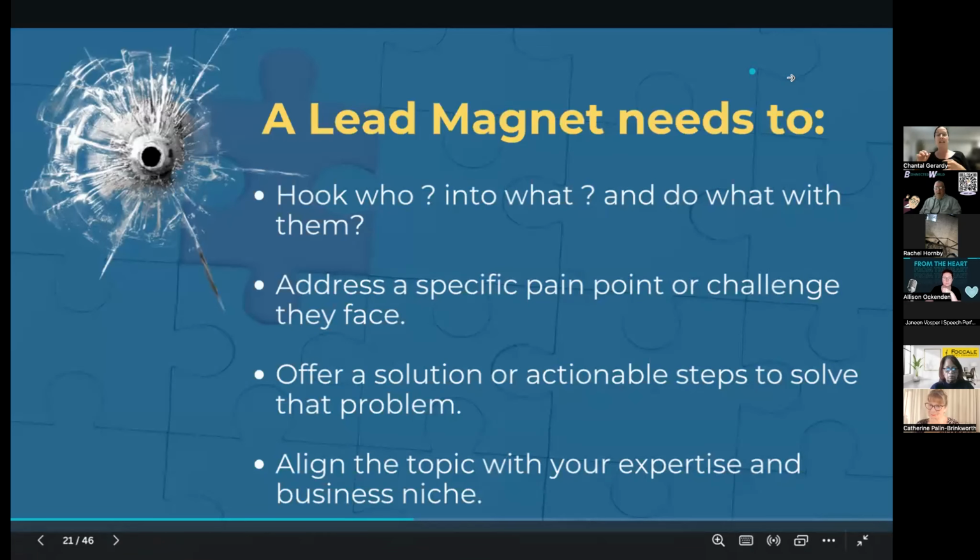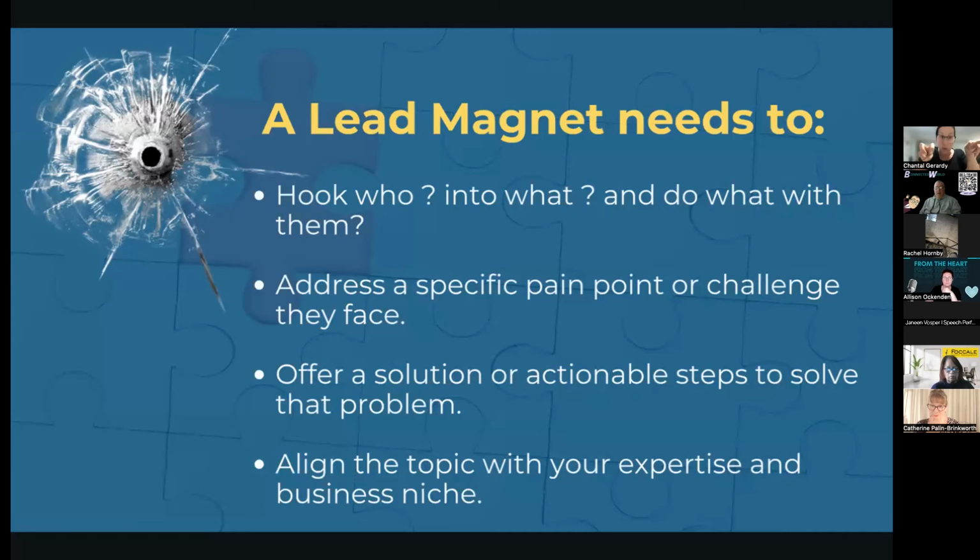So a lead magnet needs to hook who? This is important. You must write this down. Who is it hooking? Because the lead magnet needs to speak specifically to that person. What is it hooking them into? Meaning it has to be a desirable thing for that person, because if it's not aspirational or pain focused, they're not going to give in and give you an email address.